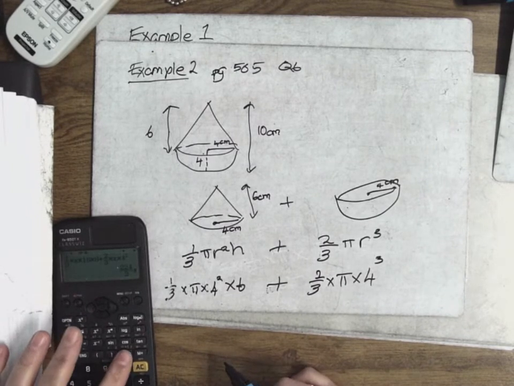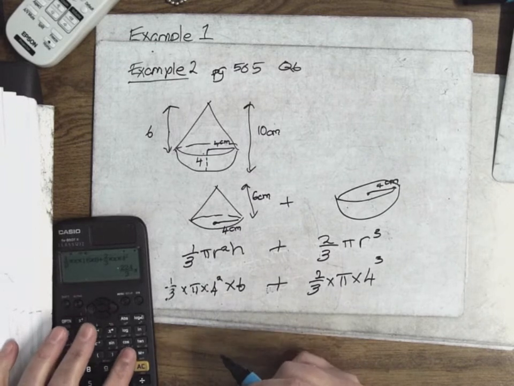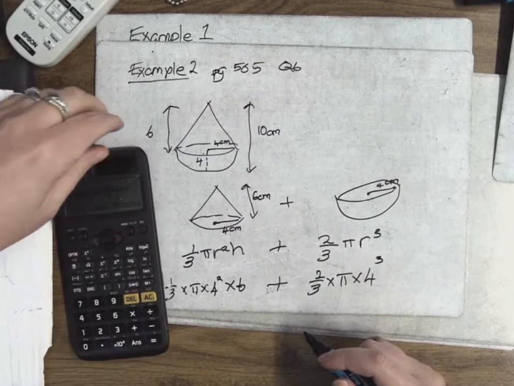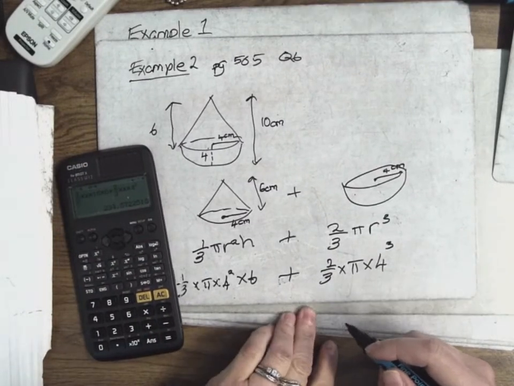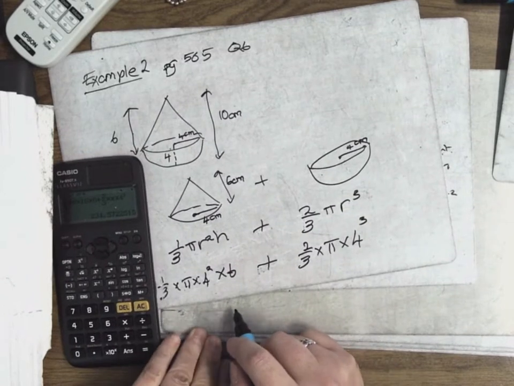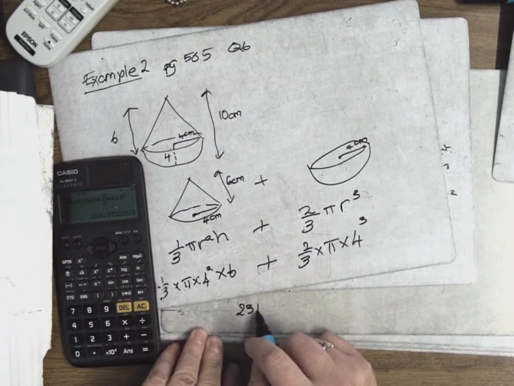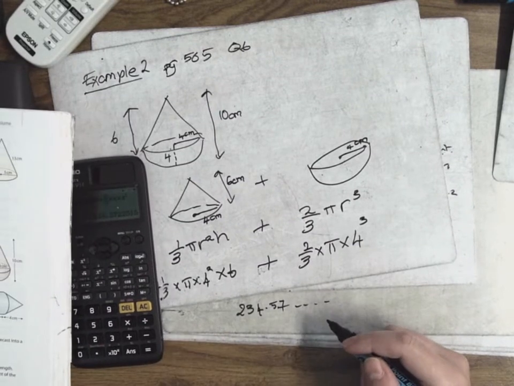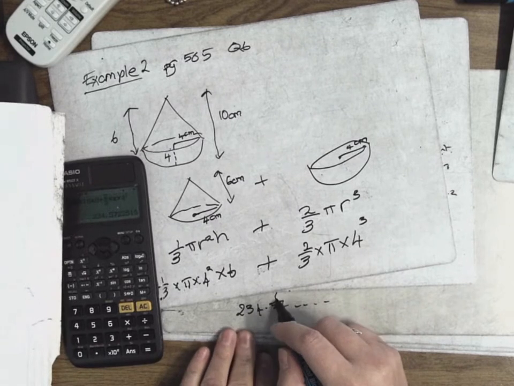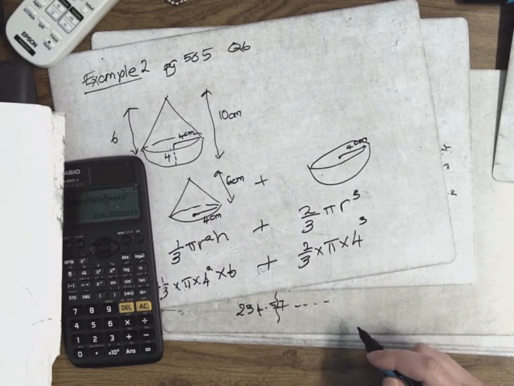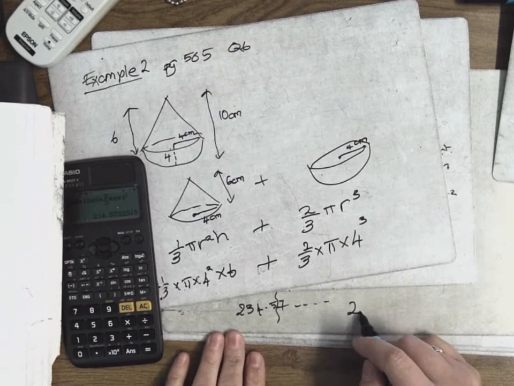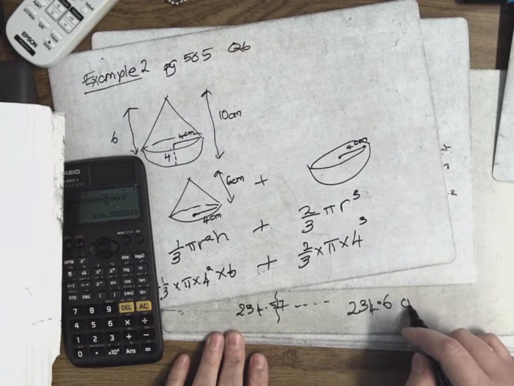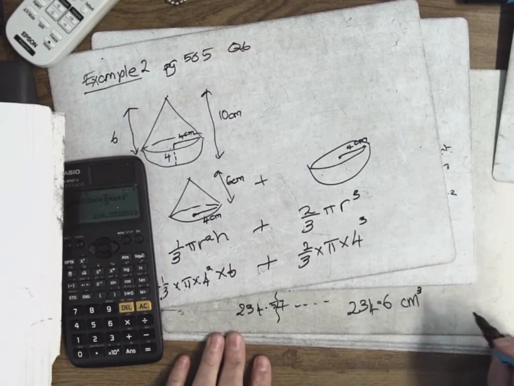Right, and when you press equals, it'll give you the answer in terms of pi, so S to D it. And when you do that, the volume is 234.57... It's a big long decimal, but in the book they tell me to round it to one decimal place, so what would that be? Yeah, 0.6. So it's 234.6 and it's volume, so it's in centimetres cubed. Okay, is that right? Yes.